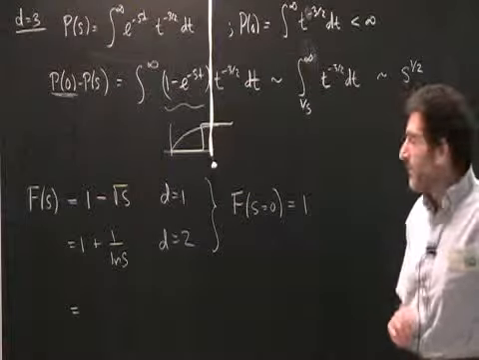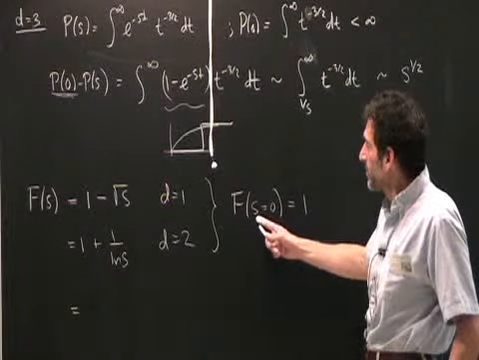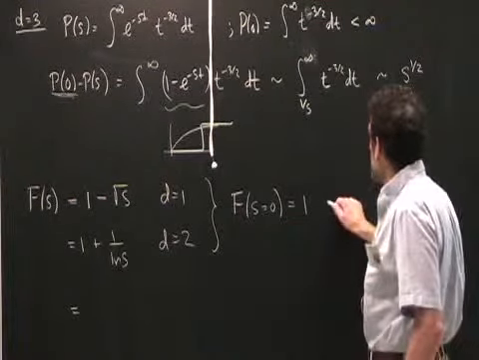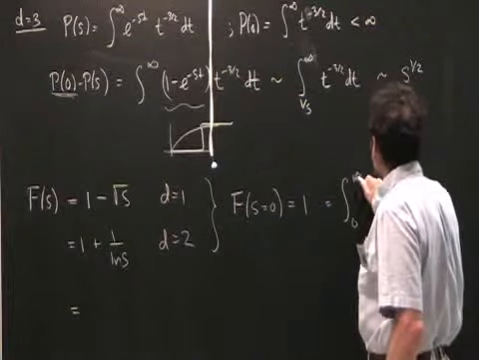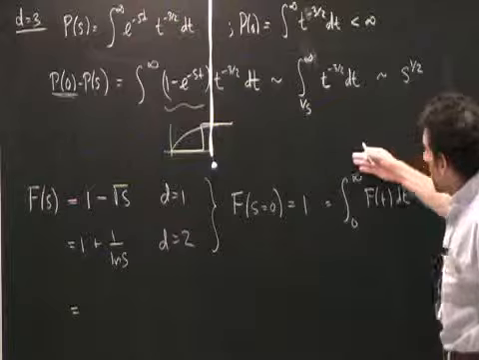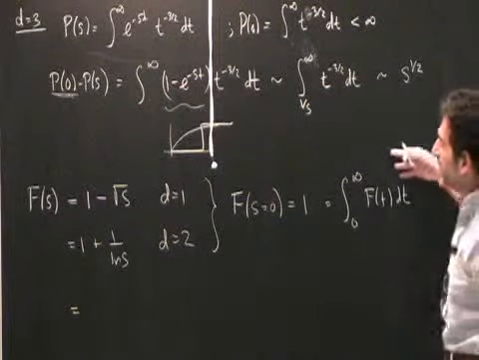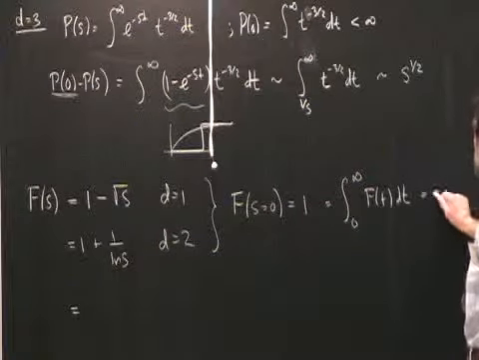What does that mean? Remember what f of s is. It's the Laplace transform of the first passage probability. So f of s equals 0 is the same as the integral from 0 to infinity of f of t dt. So this is the probability that you return to the origin at any time. This is the eventual return probability.